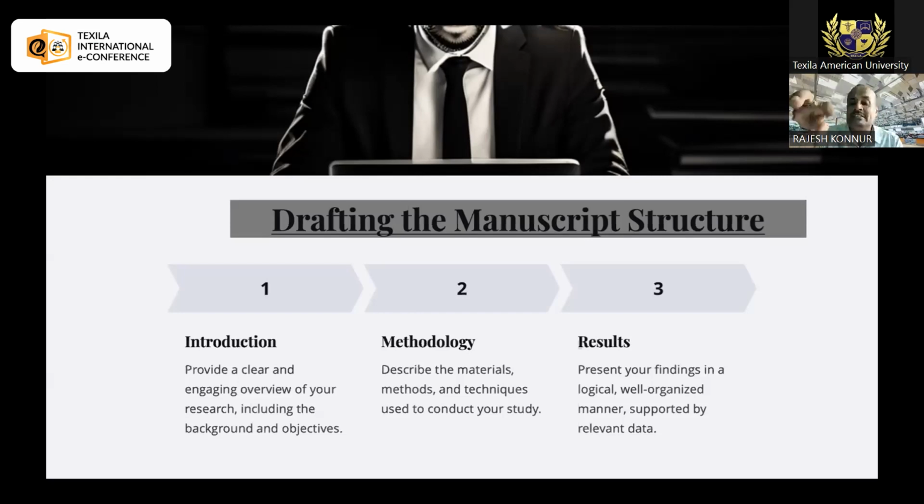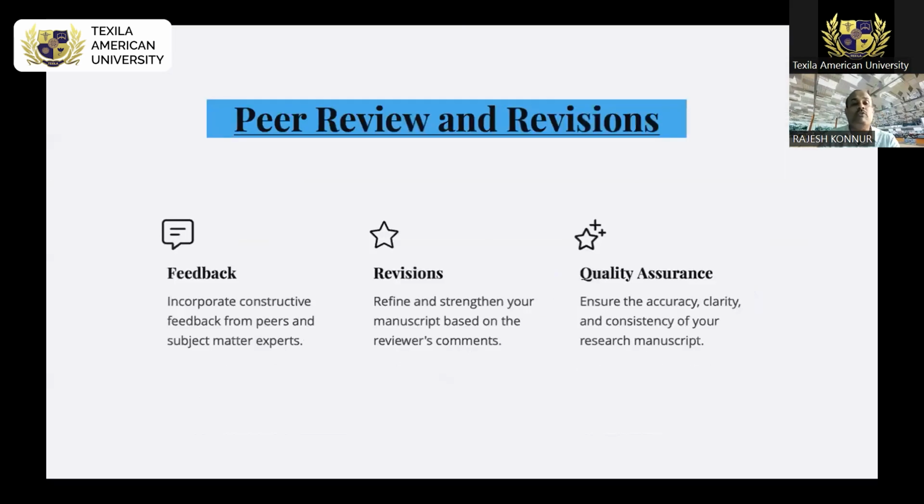Next is the methodology, methods and methodology: how you collected the data, how you did it, and you have to show it in statistical terminology. Next are the results, depending upon your objectives, and you have to do the abstraction, which is more important. First you can write, then you can go for it.